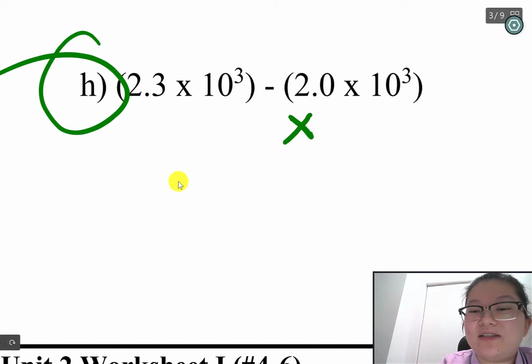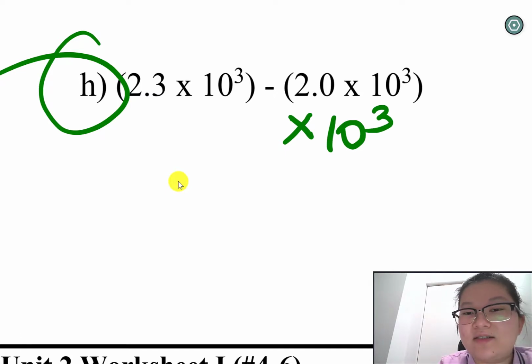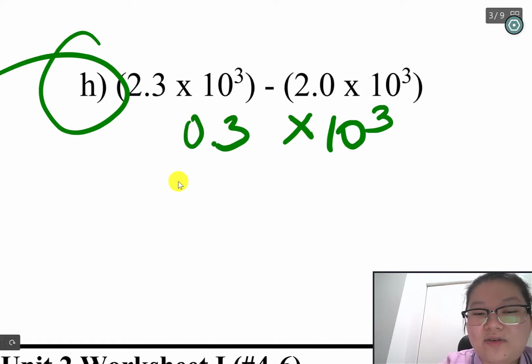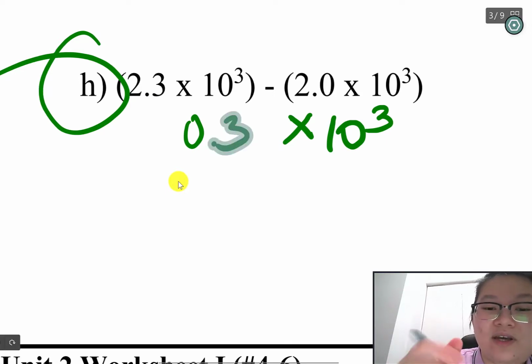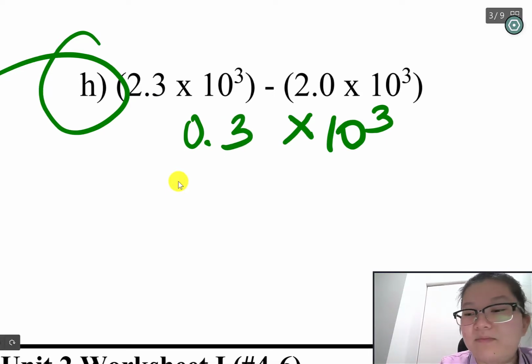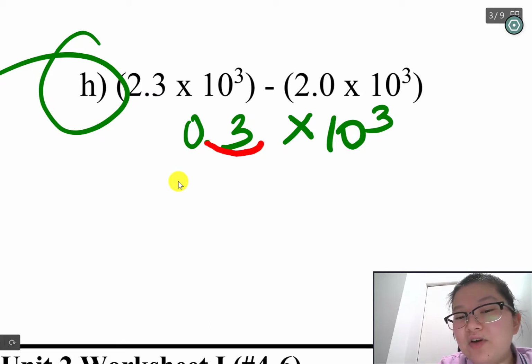I'm still going to get times 10 to the power of 3, and since after I subtract it is still going to give me a number that is larger than 0, it is in fact 0.3, since 2.3 minus 2 is just 0.3. Now here we have another problem. Notice that this decimal is not in the right place. It is after a 0. We need a non-zero number. So we actually need to move this decimal place over to after the 3.